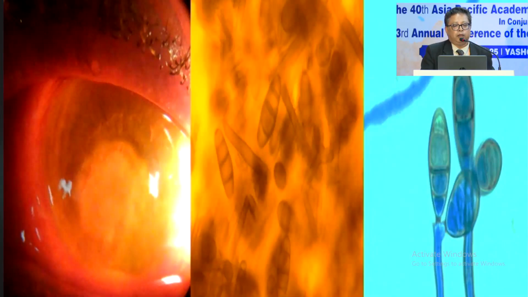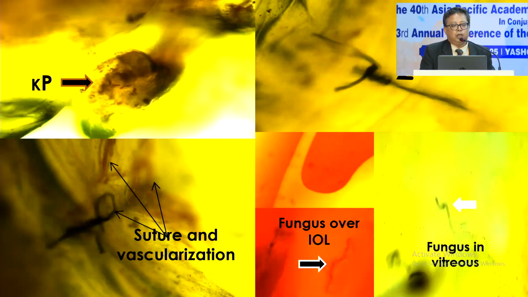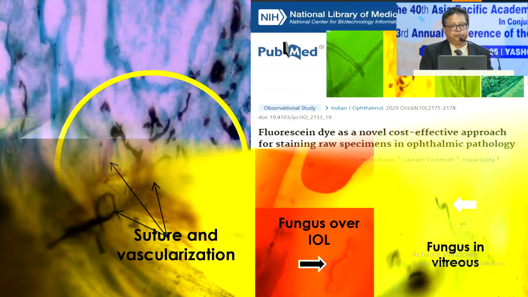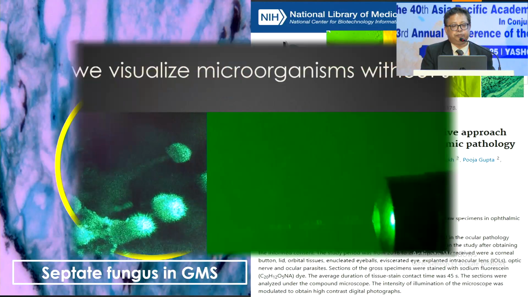which showed a conidia fungus. The third scenario is an eviscerated uveal specimen showing uveal tissue, cornea with PK suture, IOL, and vitreous. And when we did a fluorescein stain, we saw fungus on the IOL and fungus in the vitreous. In 2020, we published fluorescein dye as a novel cost-effective approach for staining raw specimens in ophthalmic pathology. And these were compared with the conventional Grocott-Gomori methenamine silver staining.